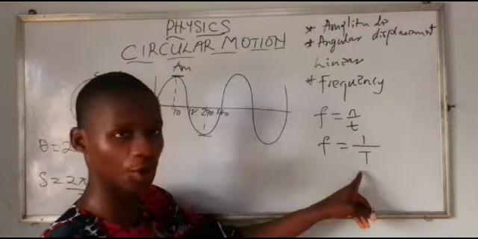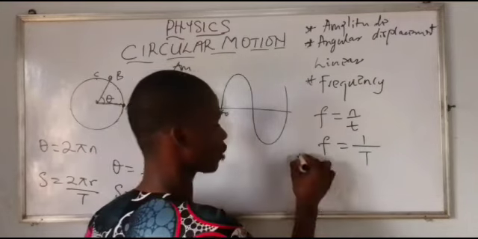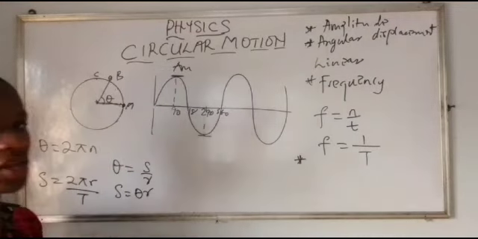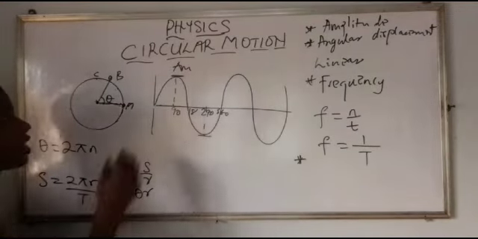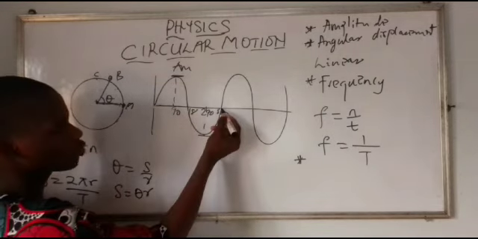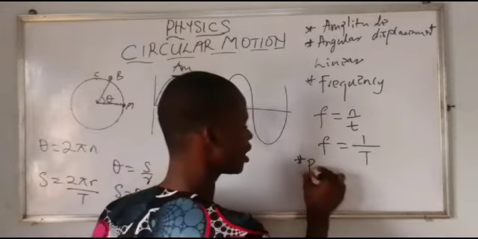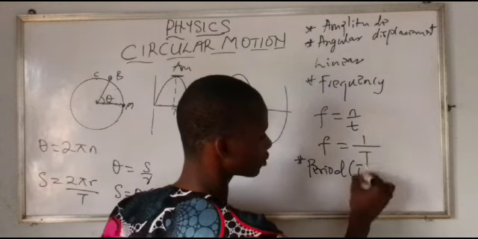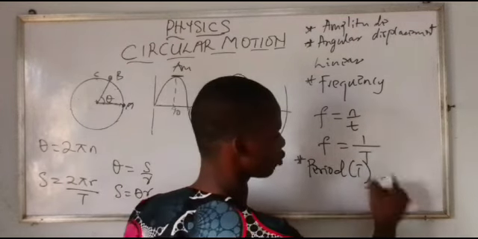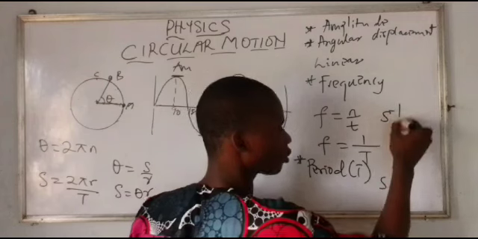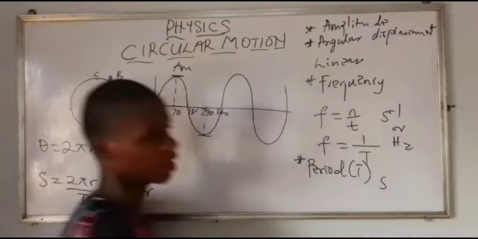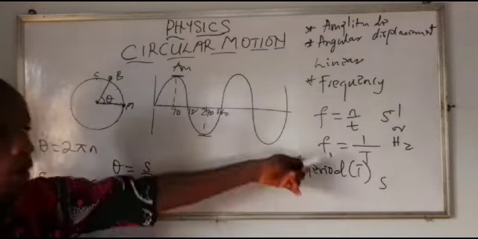period. So what is period? That will now take us to the next parameter we are going to be looking at. Period is the time taken to make one complete circle. So the time it will take the object to move from here down to this point is what we call period. It is represented with capital letter T. Alright? Period is measured in seconds. Frequency is measured in per seconds. Take note of that.